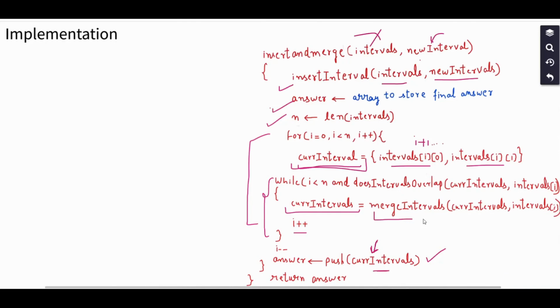So this merge intervals function is used to merge the current interval with the ith interval, because these two intervals are overlapping. Finally, we return our answer right from here. Let's see the definition of these insert interval function, does interval overlap, and merge intervals function.